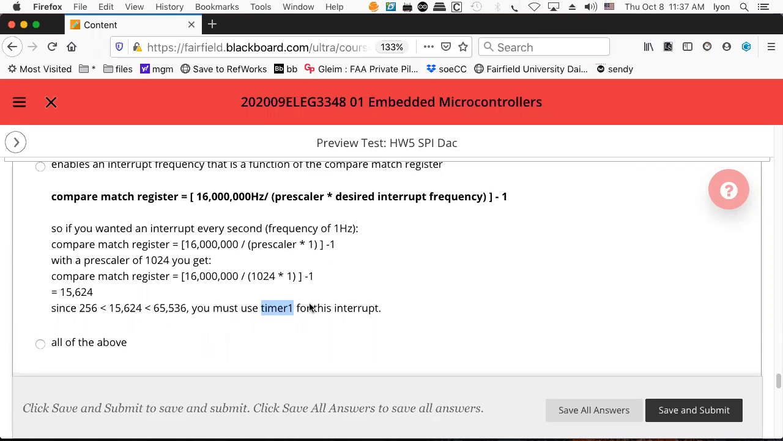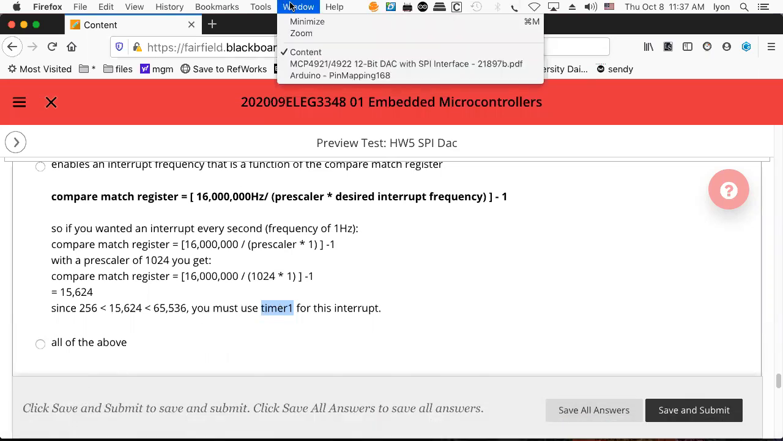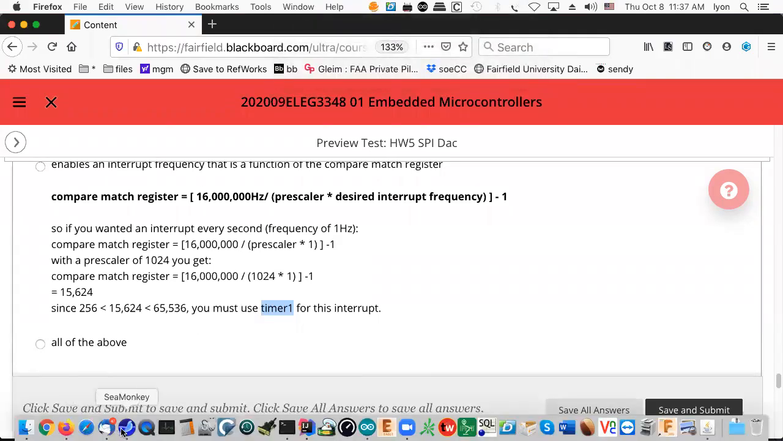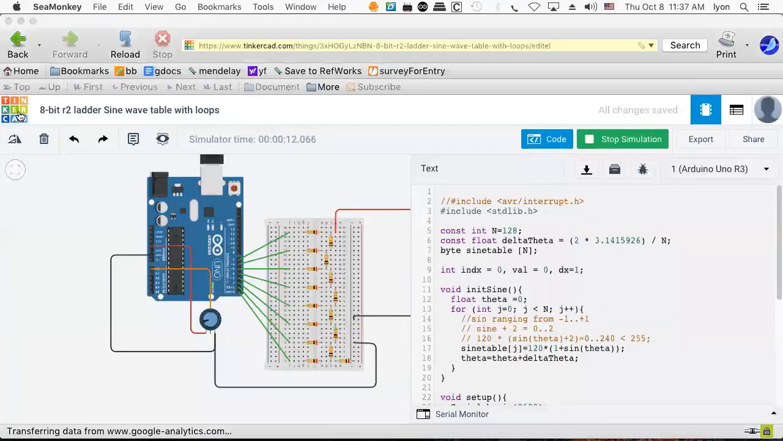That's cool, right? Because if we can know that, then what we can do is program our timers to... let's see if I've got an example here in my Tinkercad.